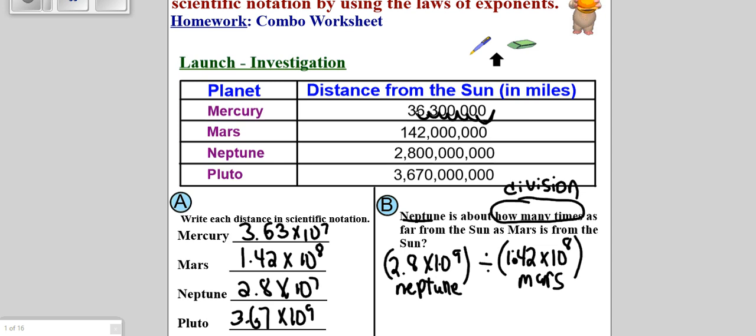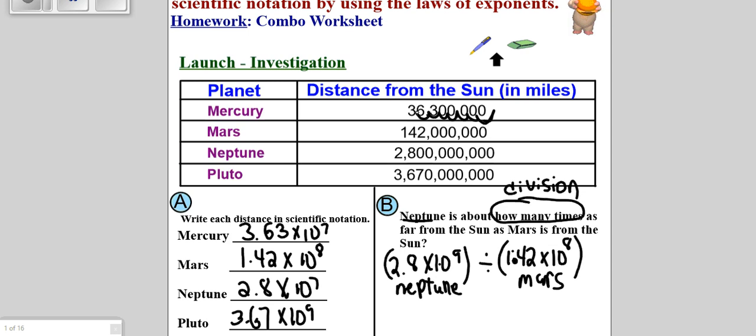So you're looking at all the answers. Mars, 1.42 times 10 to the 8th, 2.8 times 10 to the 7th, and 3.67 times 10 to the 9th. Now the most difficult one is right here, which is B. Neptune is about how many times as far from the sun as Mars is from the sun. Right? So as soon as it says how many times, that is division. And we went over that in class before we left. How many times is division?